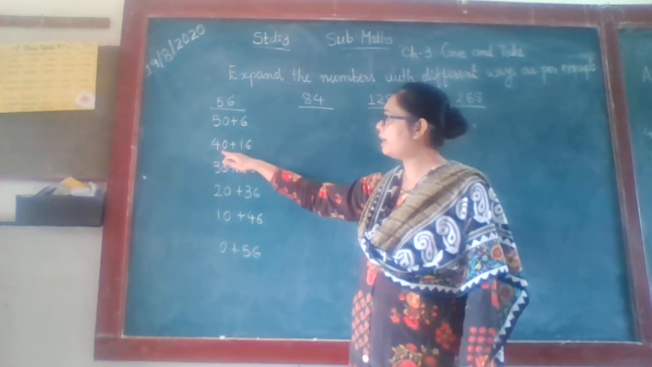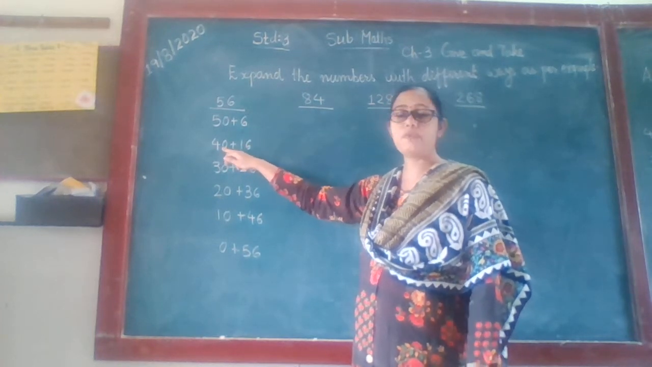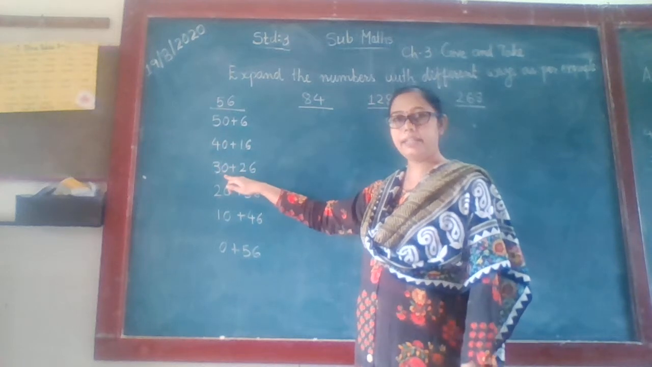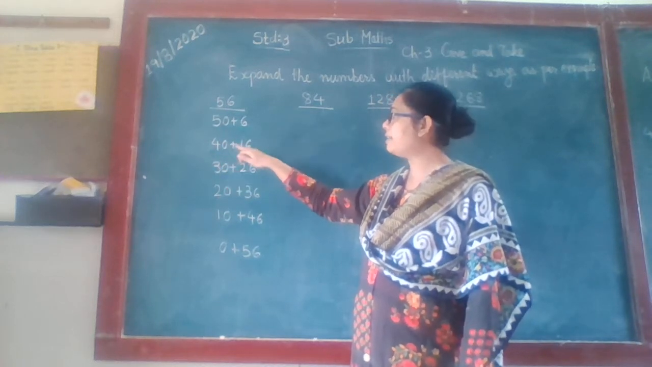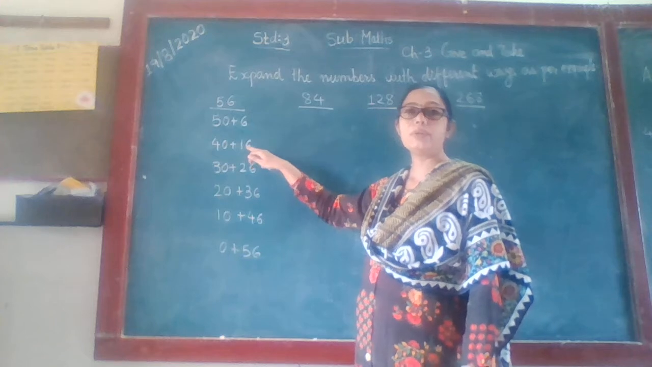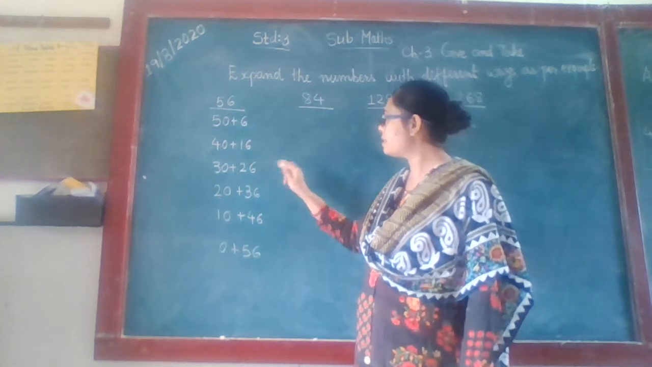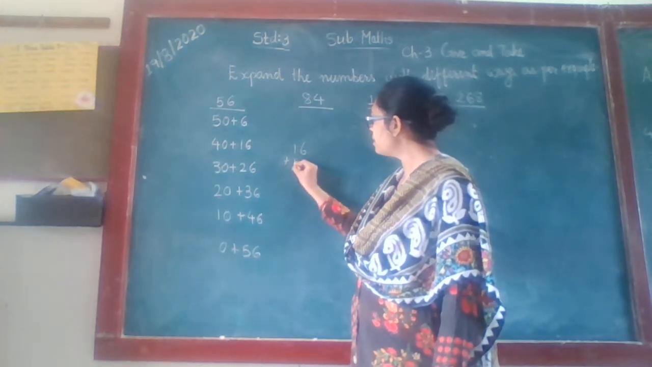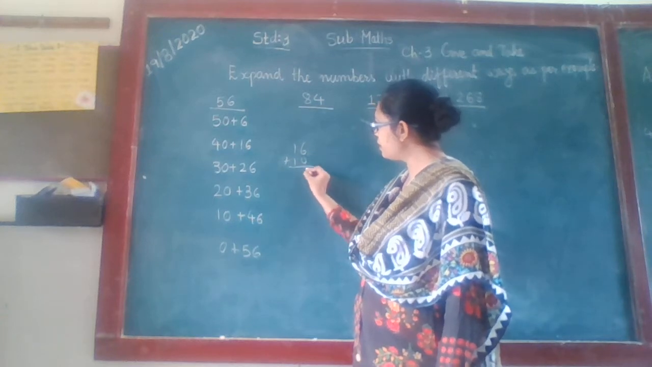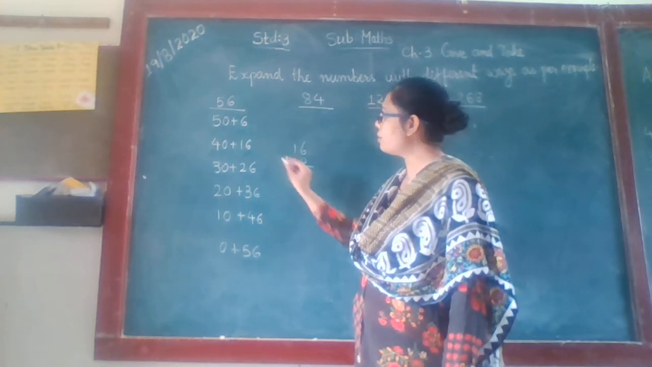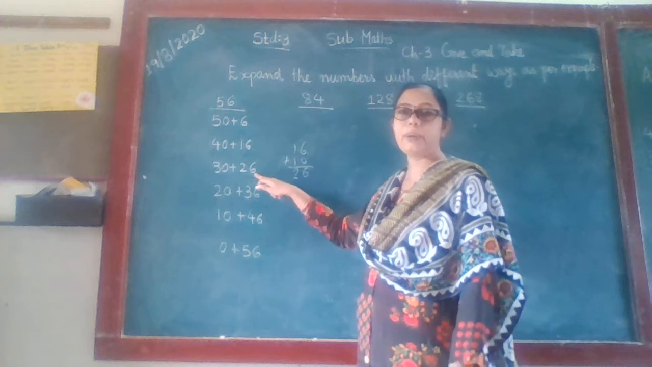Then again they minus 10 from 40. So 40 minus 10, 30, and then 10 they add to 16. So 16 plus 10: 6 plus 0, 6, 1 plus 1, 2. So 16 plus 10, 26.